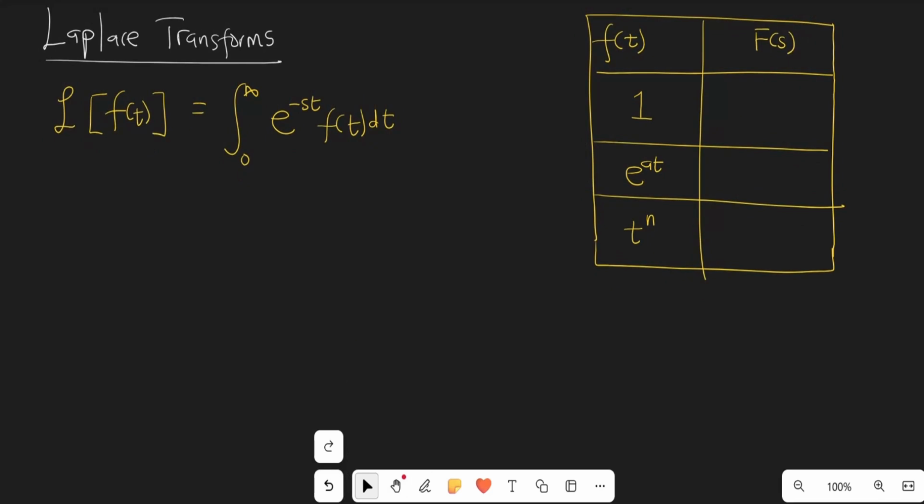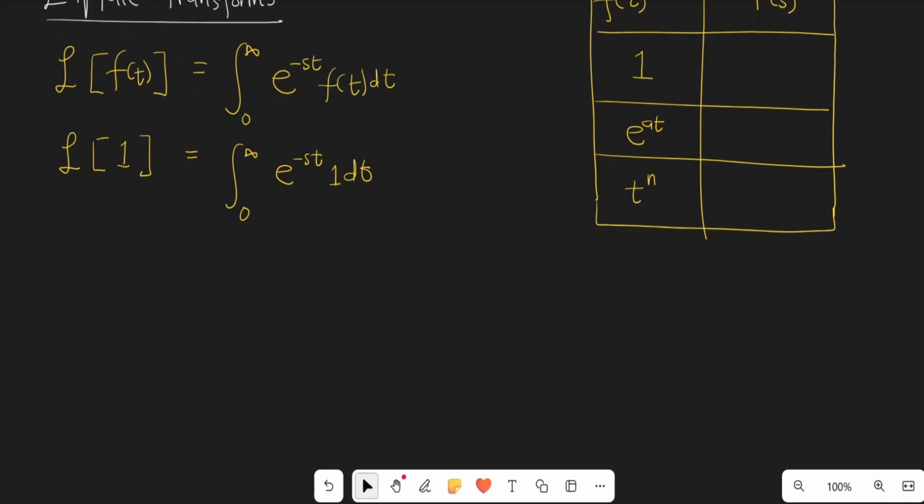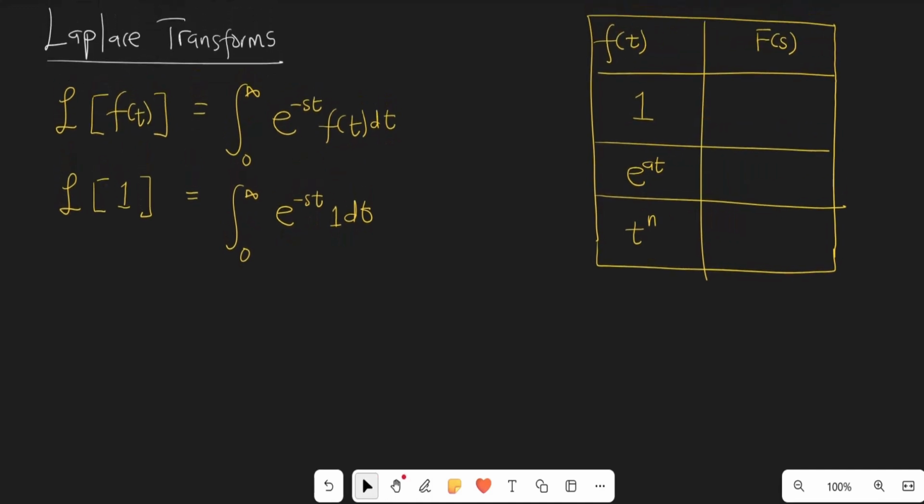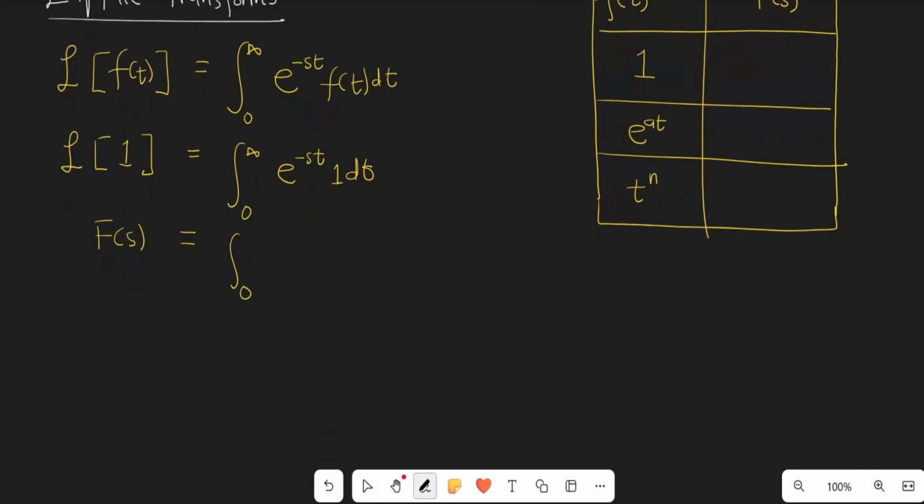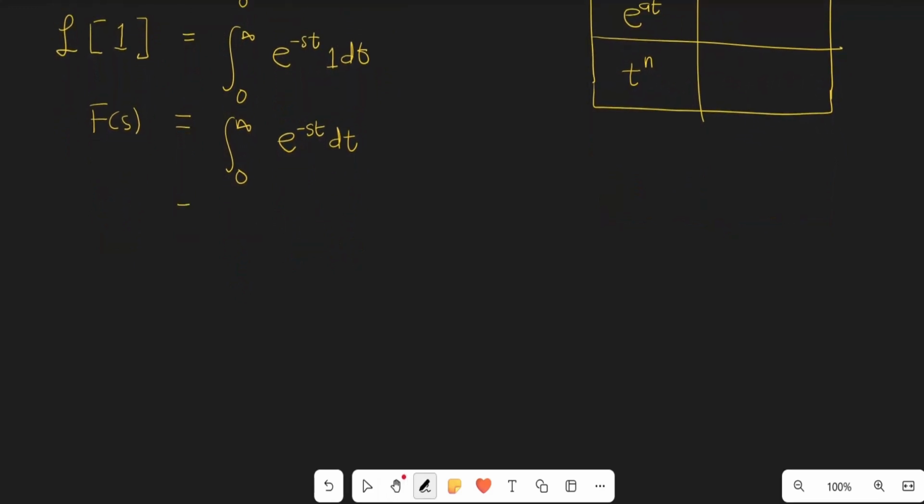So the first one is 1, which is a constant. The Laplace transform of the function 1 is equal to the integral from 0 to infinity of e raised to the power negative st, multiplied by 1, integrating over the time domain. The Laplace transform of 1 is the same as capital F of s, so I'm just going to replace this with capital F of s, and this is equal to the integral from 0 to infinity of e raised to the power negative st dt. This one is trivial, so we are just going to integrate this.